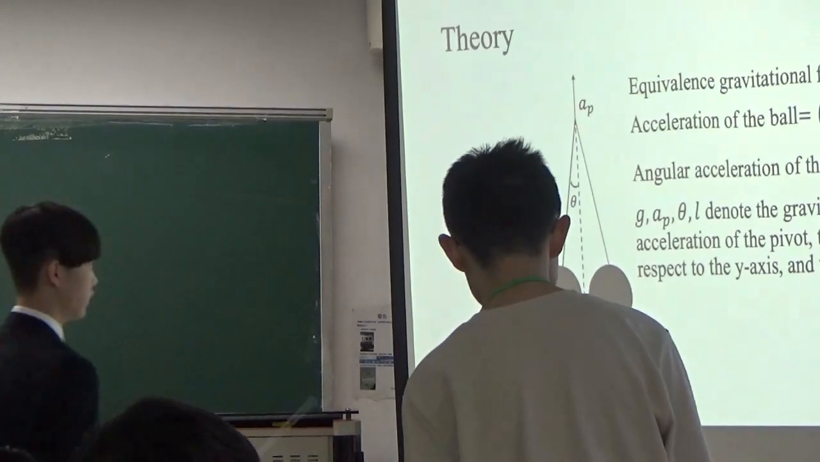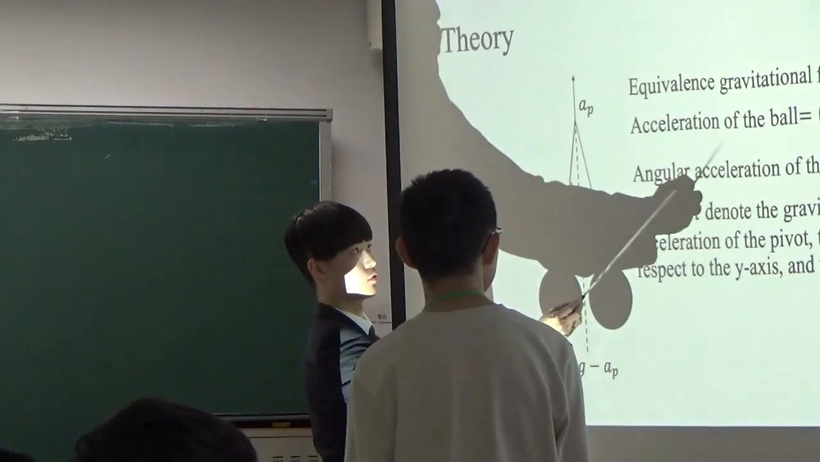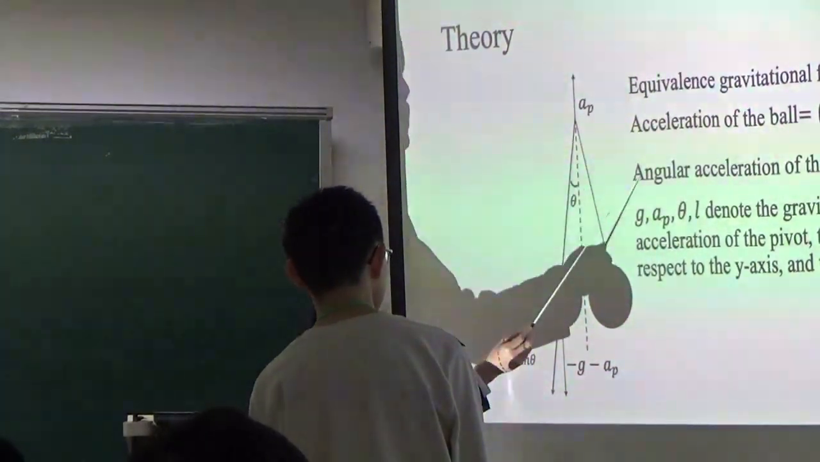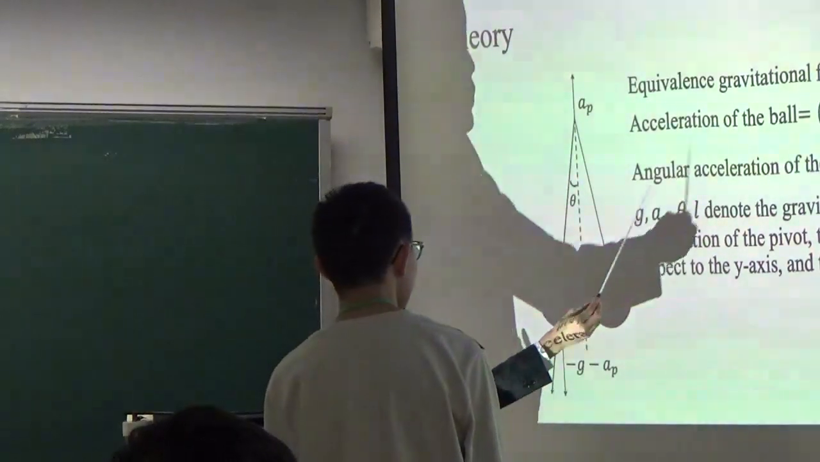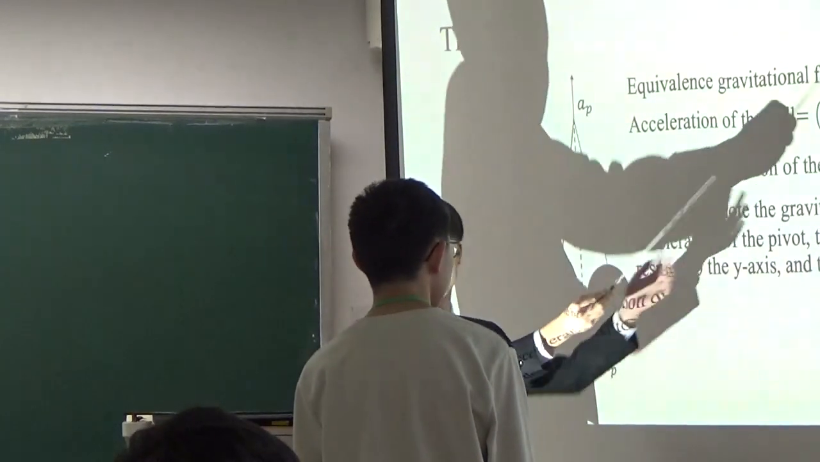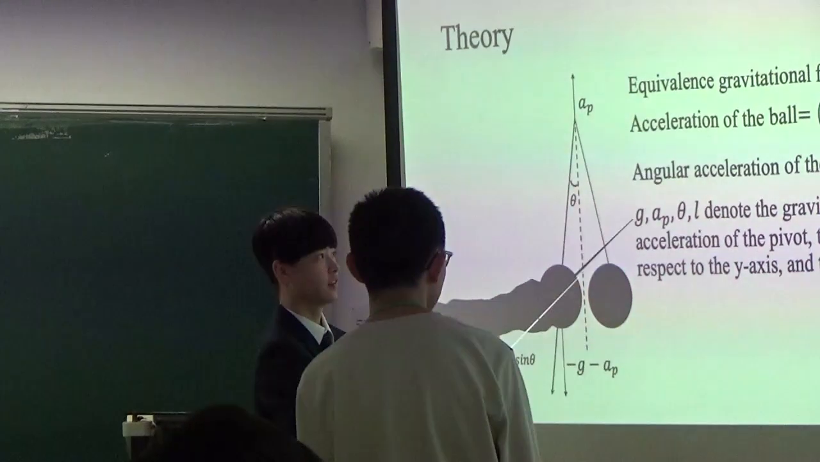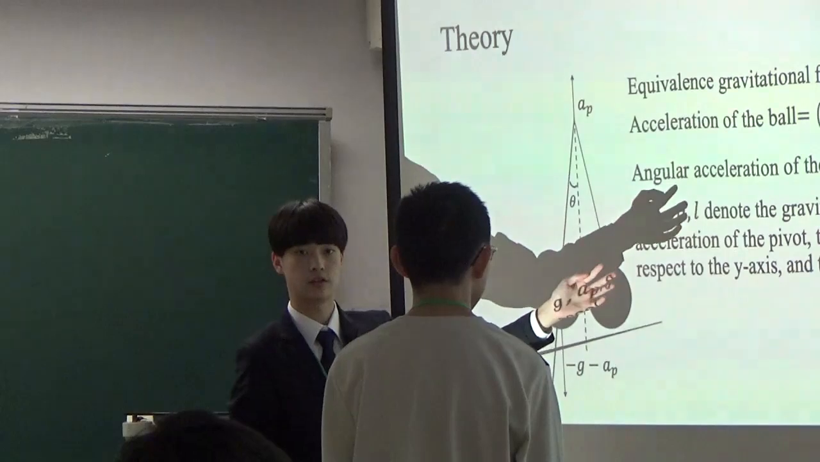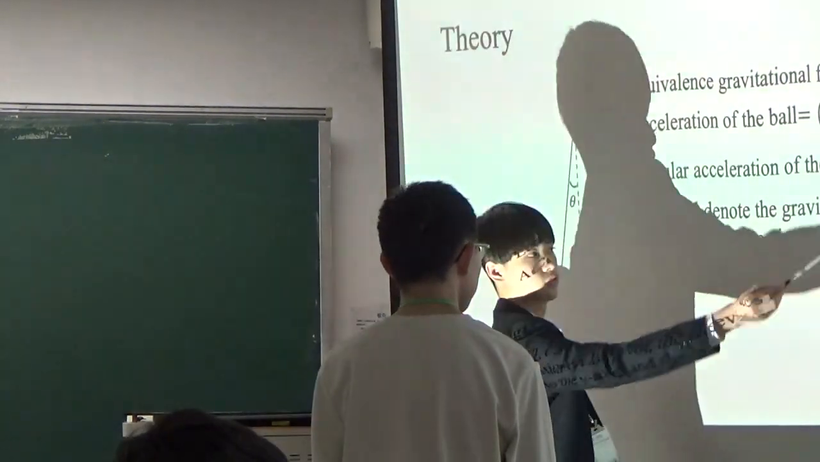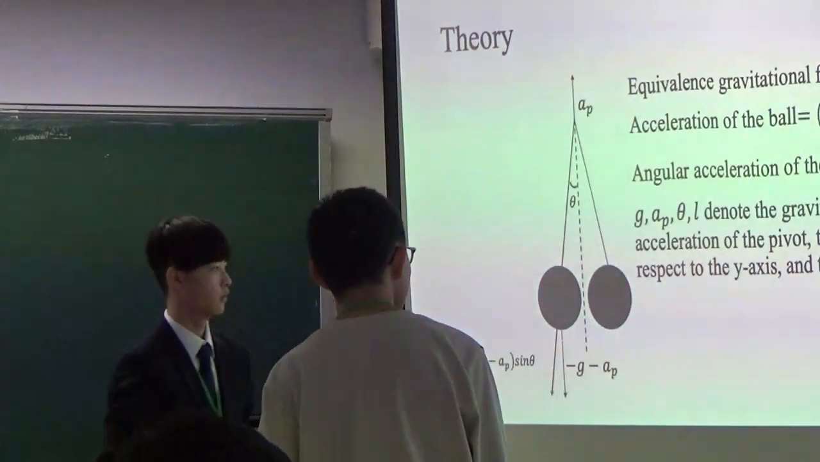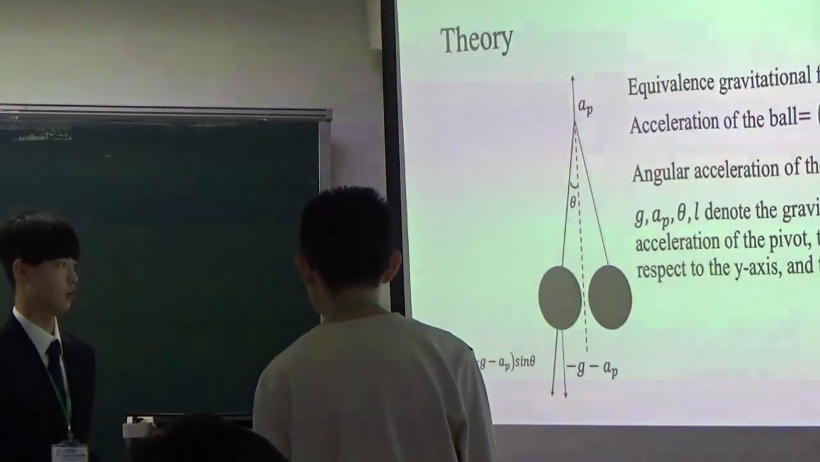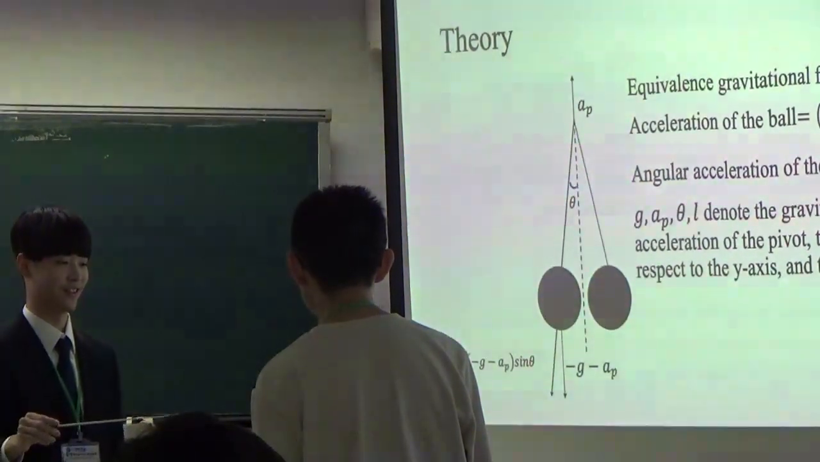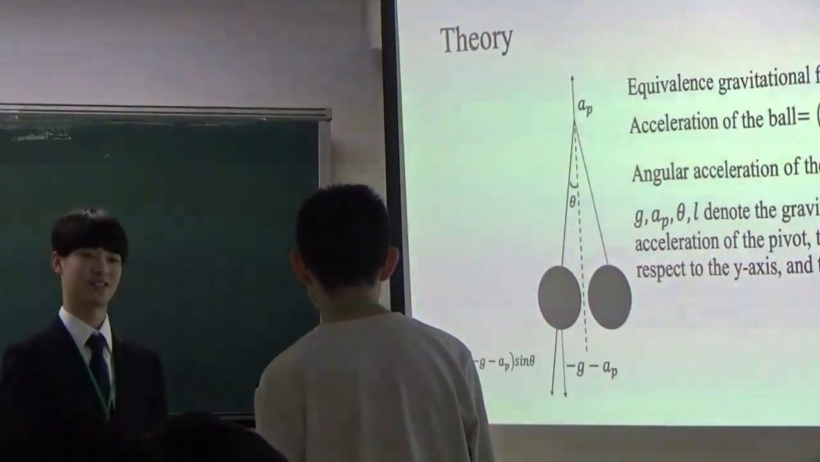Okay, here, this is the equivalence of the gravitational field. Can you understand this part? Yes. So using the formula of acceleration of the ball, this part is applicable for you. Okay, and so by dividing by the length, we can acquire the angular acceleration. So what is the angular acceleration? The angular acceleration is like acceleration, but it is on a circle.